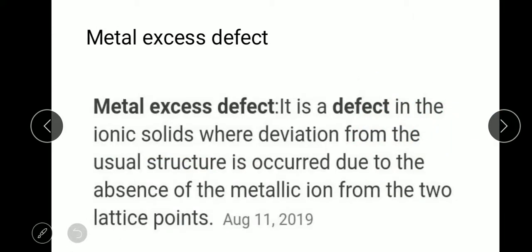Next one, metal deficiency defect. What is a metal deficiency defect? Very simple. It is a defect in ionic solids where deviation from the usual structure occurs due to the absence of the metallic ion from the lattice points.